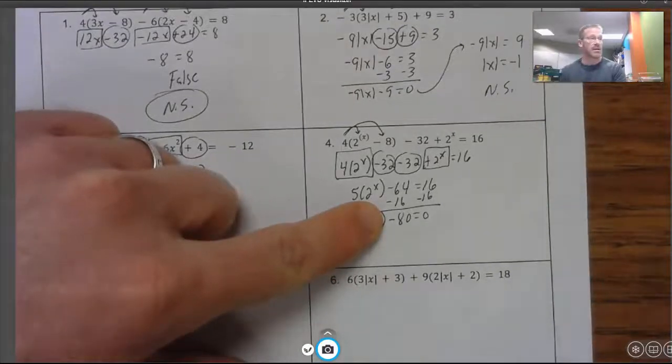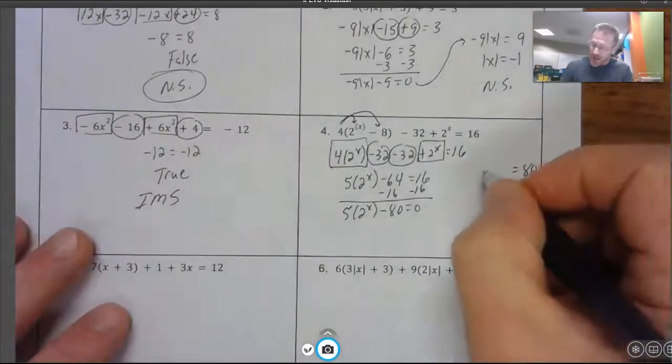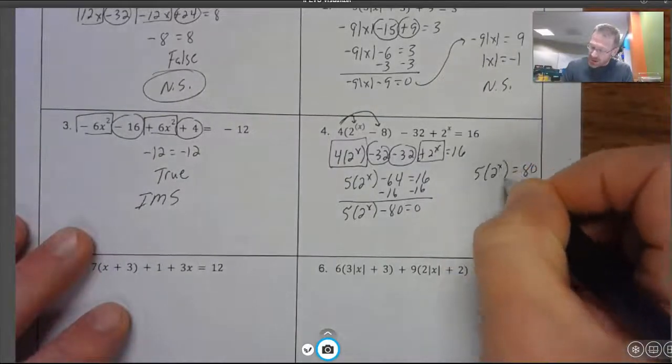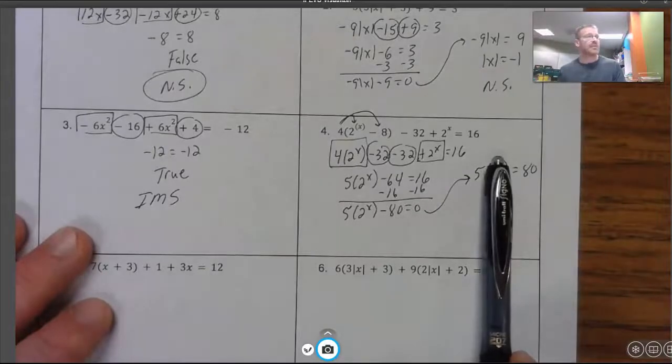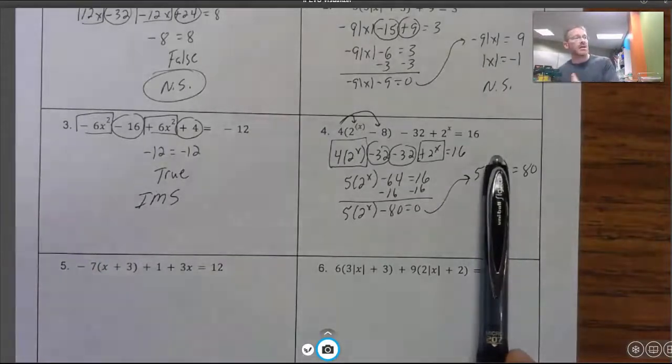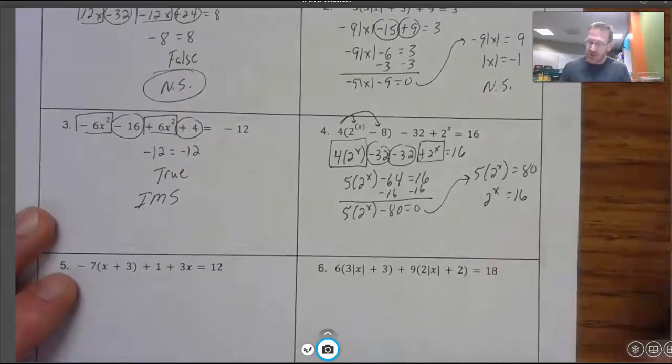What minus 80 is 0? And we know that's 80. All right, and so 5 times 2 to the x is equal to 80. Now it's a multiplication problem. 5 times 16 is 80. All right, so 2 to the x is equal to 16.